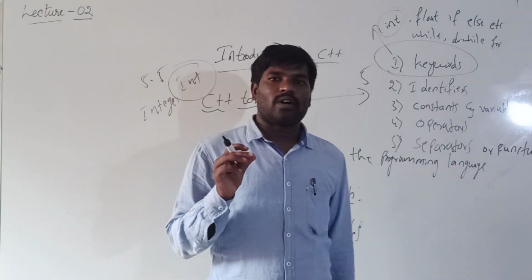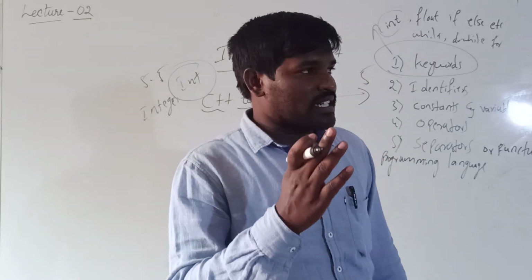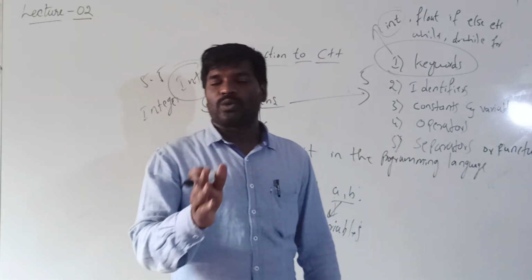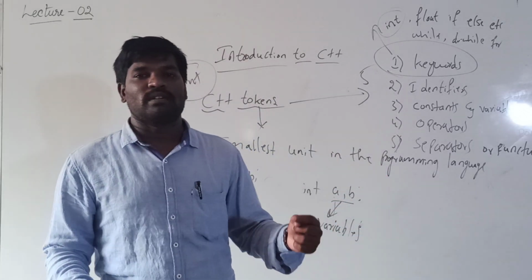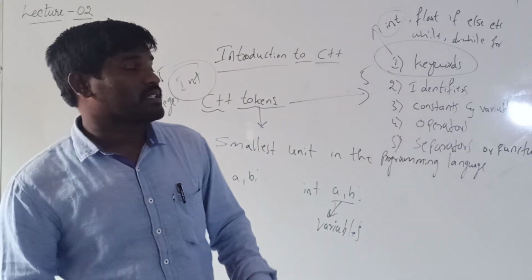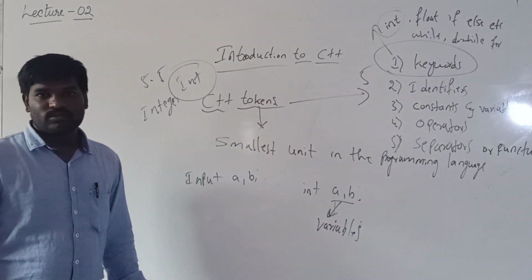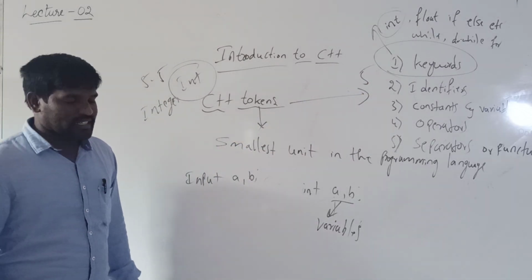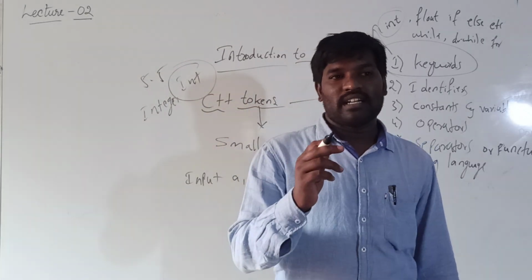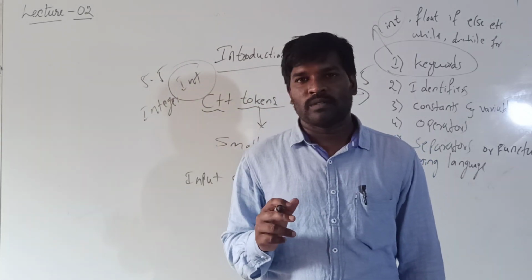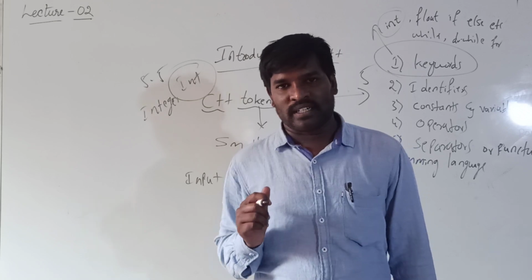Generally we call them variables, but at the time of defining the program, whatever characters or names we have to mention, that is nothing but identifiers. The definition of identifiers is the name given to the programming element.